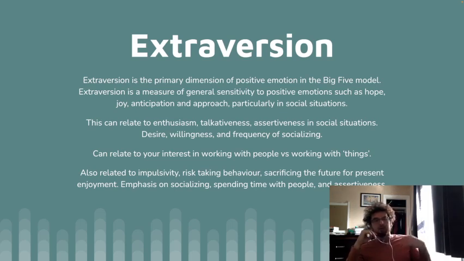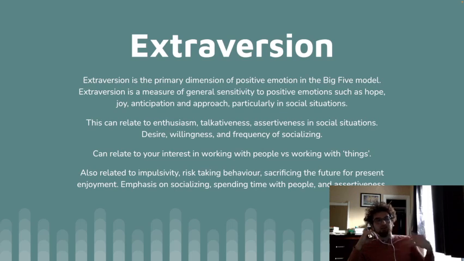Extroversion is the dimension of positive emotion in the Big Five. Okay, so people who are very extroverted rank high in extroversion. They're going to feel positive emotions such as hope, joy, anticipation. They're looking forward to socializing and looking forward to good things happening and feeling good. They can also be enthusiastic, talkative, assertive.